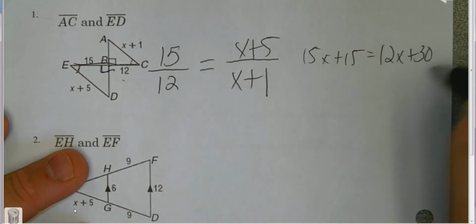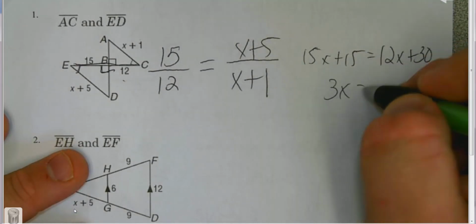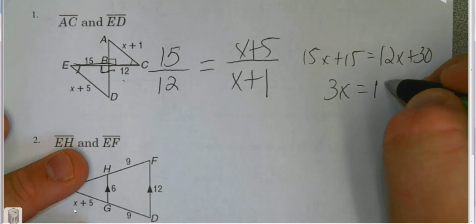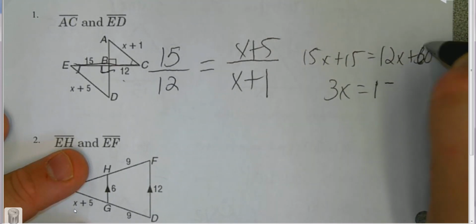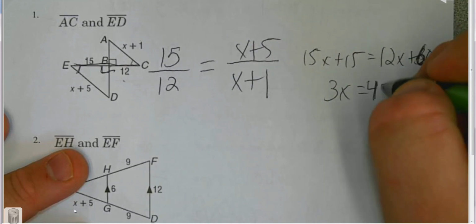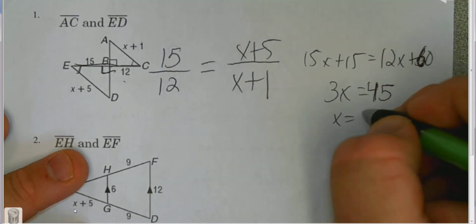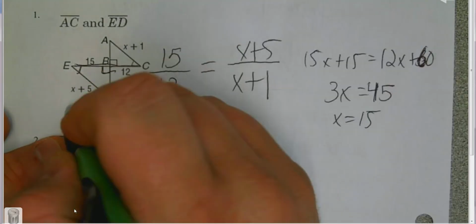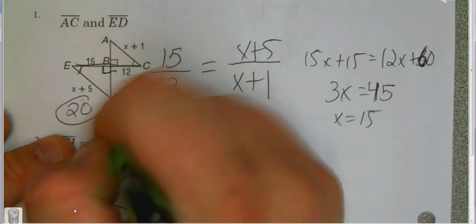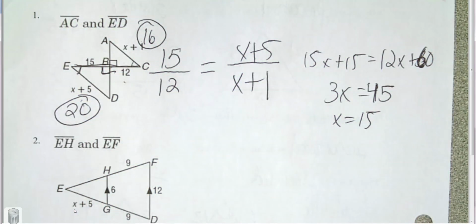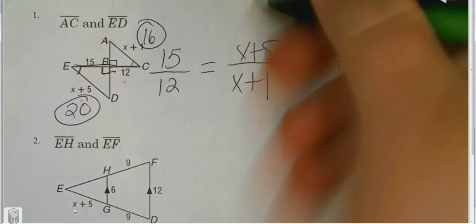And so when I solve for x, I get 3x is equal to 15. Oop, this is 12x plus 60. So 3x is equal to 45. And so x is equal to 15. And so then when I plug 15 back in, ED is 20 and AC is 16. And I kept my ratio of 5 to 4, or 15 to 12.